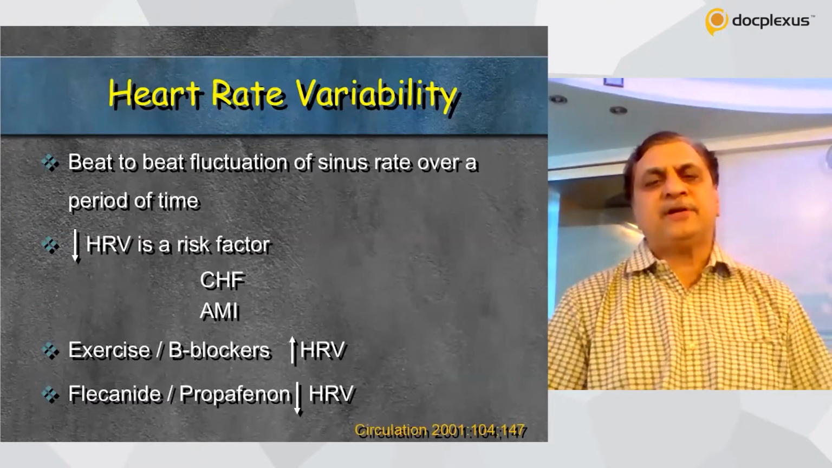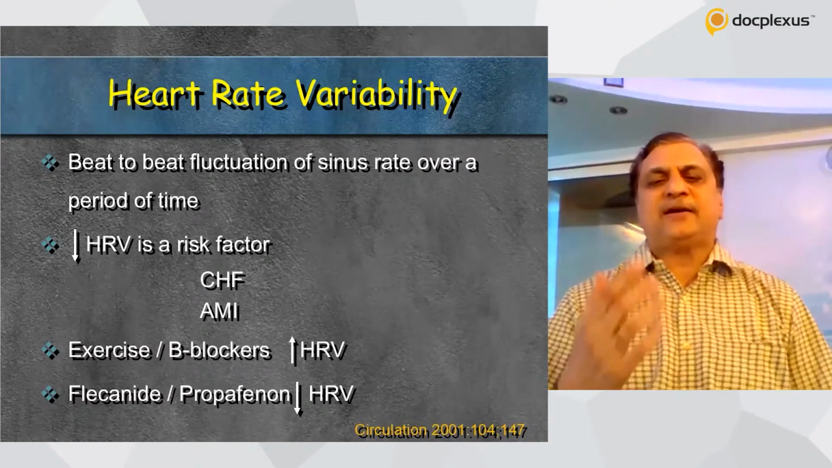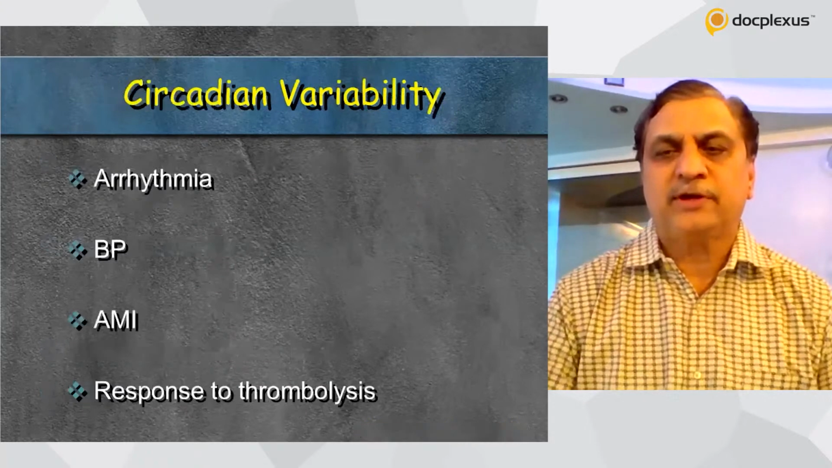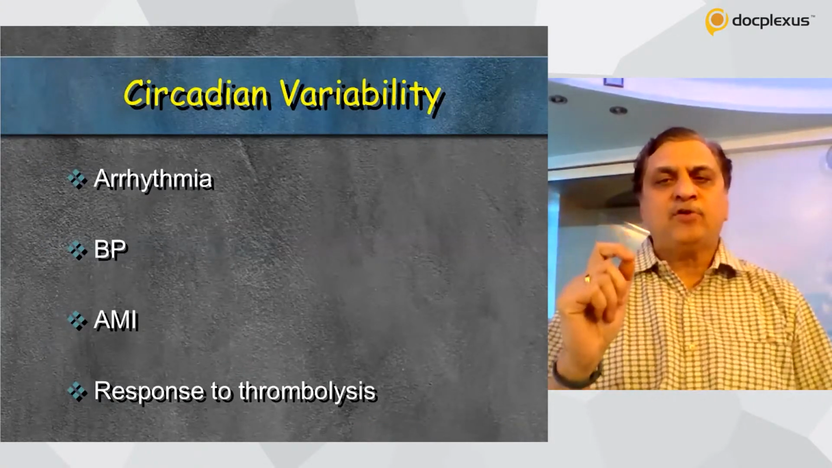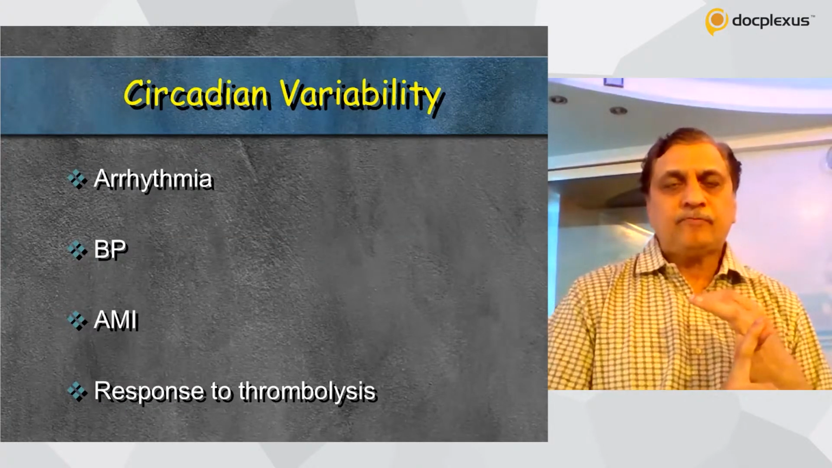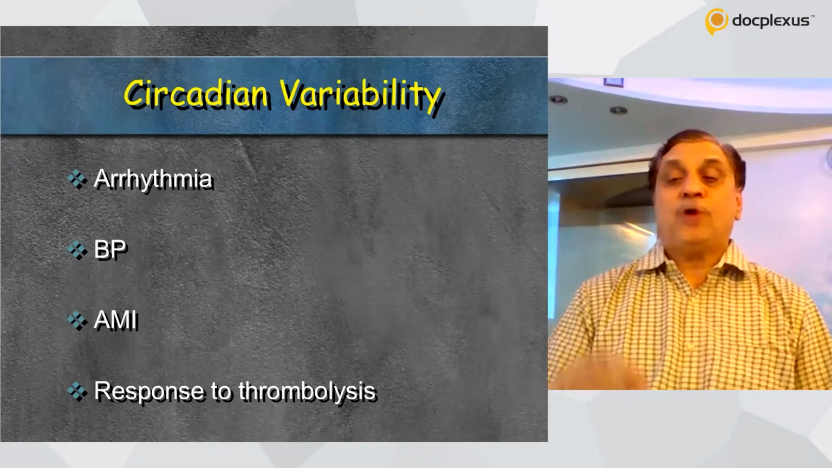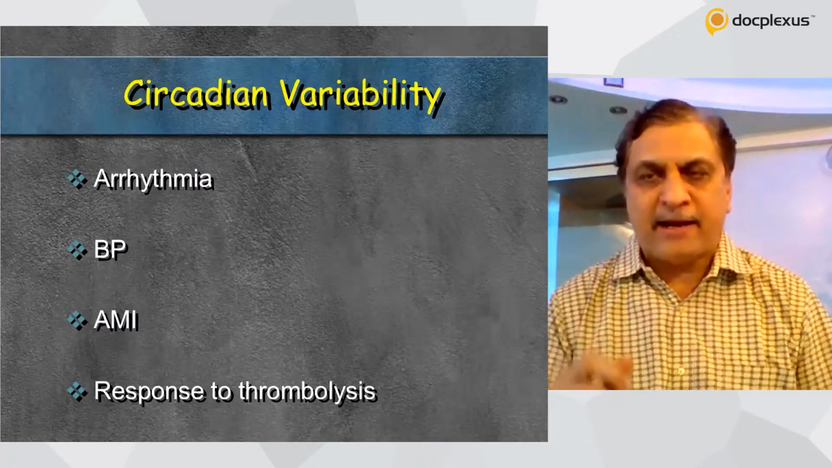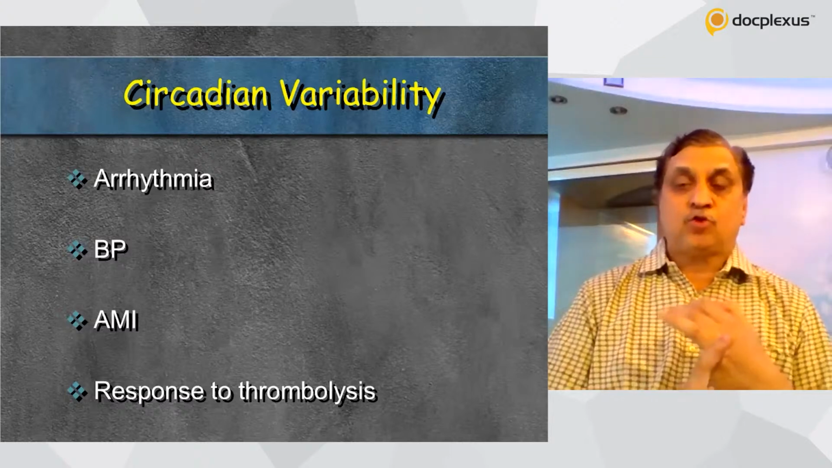Similarly in heart failure patients, decreased heart rate variability is a risk factor in congestive heart failure and AMI. And of course, beta blockers are the best drugs to improve the heart rate variability. Now, just a word about circadian variability. Overall, in general, you must know that heart rate decreases at rest, especially at night. So at night, during sleep, especially in a diabetic patient, if you find that the heart rate doesn't decrease, it is not good. It shows poor prognosis.